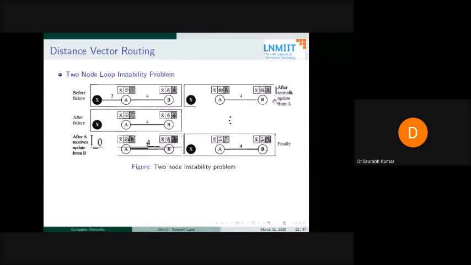So there will be a case where this 4 will be added to their own tables every time the routing table is shared between A and B. Eventually the costs in the routing tables of both A and B will be infinity, and this is a major issue. This particular issue is called the two-node loop instability problem.